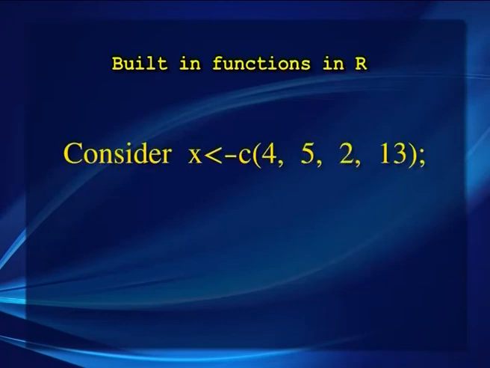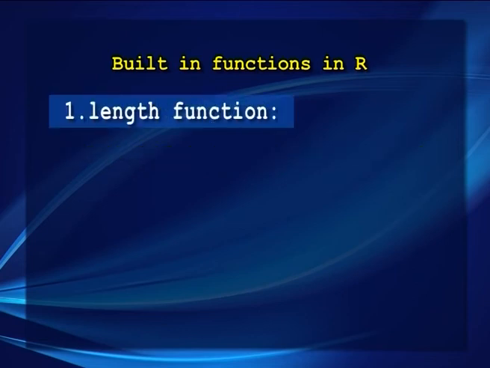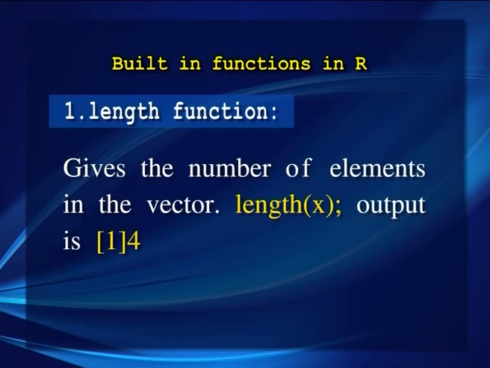Next we will see some useful built-in functions. Consider x assignment operator C open the bracket 4, 5, 2, 13 close the bracket and put a semicolon. The first function is the length function. This gives the number of elements in the vector. length(x), and the output is 4.